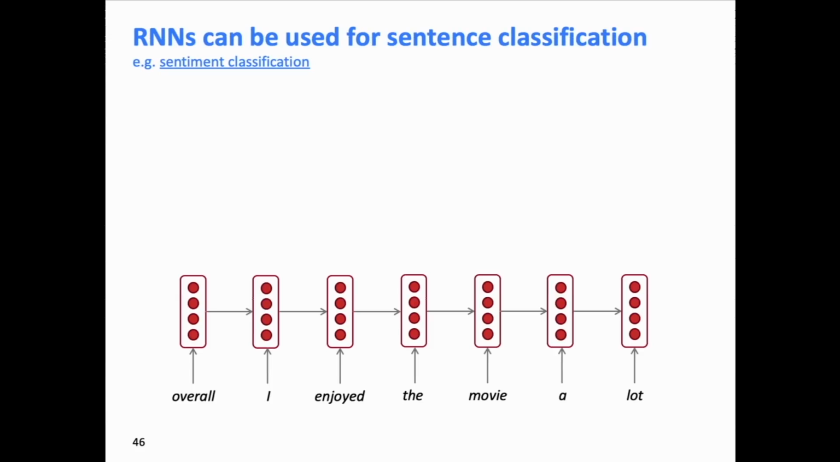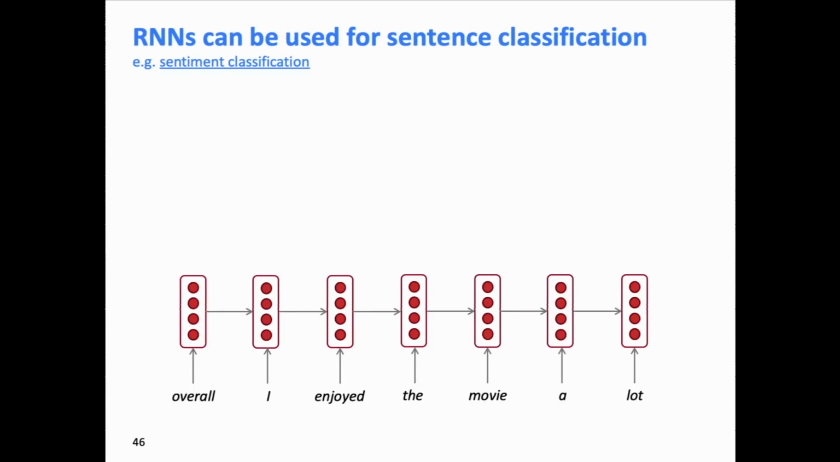Okay, here's another thing you can use RNNs for. You can use them for sentence classification. Sentence classification is just a general term to mean any kind of task where you want to take a sentence or other piece of text and classify it into one of several classes. An example of that is sentiment classification. Sentiment classification is when you have some kind of input text, such as, let's say, "overall, I enjoyed the movie a lot", and you're trying to classify that as being positive or negative or neutral sentiment. So in this example, this is positive sentiment.